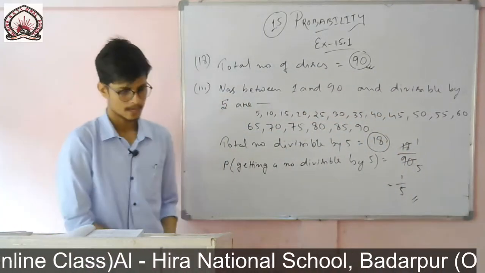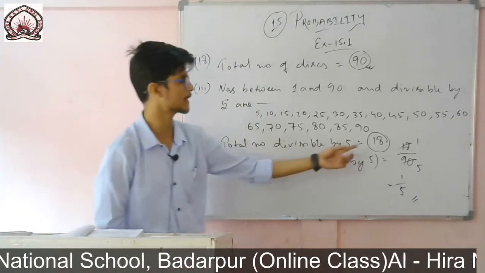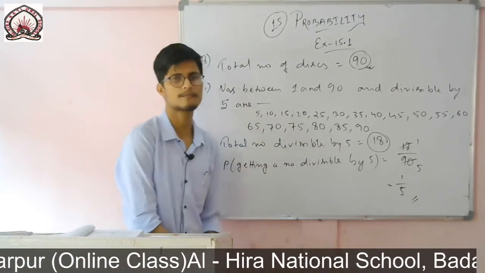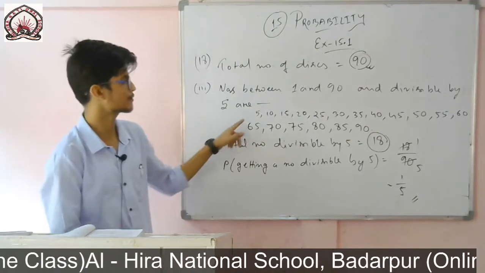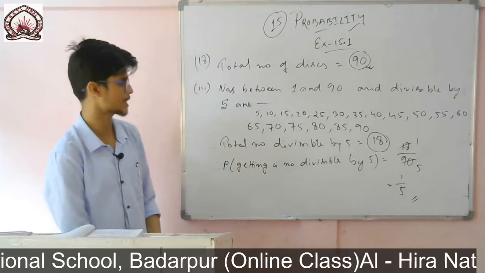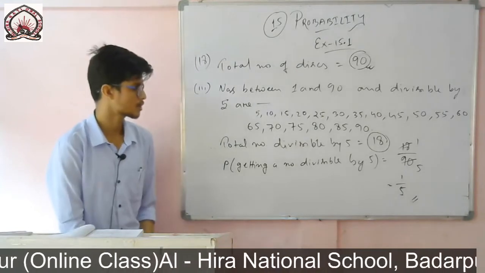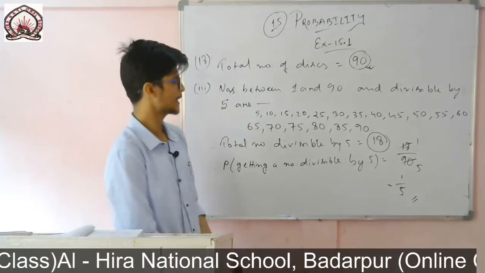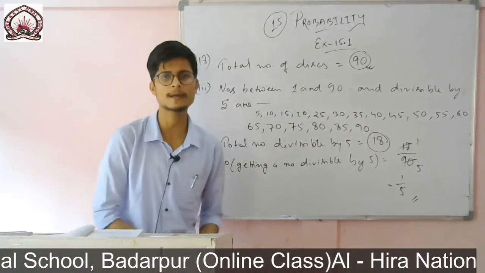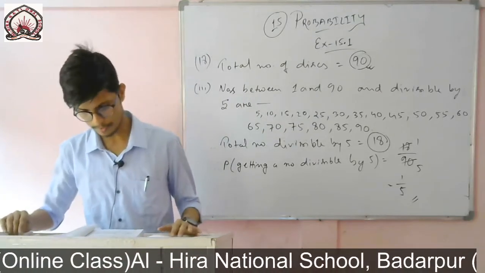Probability of getting a number divisible by 5 is equal to 18 by 90. How did I get 18? Simply, first of all, I found all the numbers which are divisible by 5, then I counted how many numbers there are. You start from here up to here, you count, you will get 18 numbers. So this is our favorable outcome, you can write the total number of favorable outcomes is equal to 18, and therefore the probability of getting a number divisible by 5 is equal to 18 by 90. If you cancel it, 18 ones are 18, 18 fives are 90. So the answer is 1 by 5.